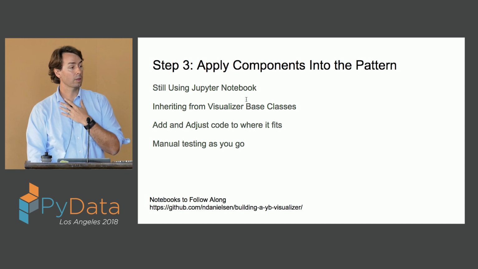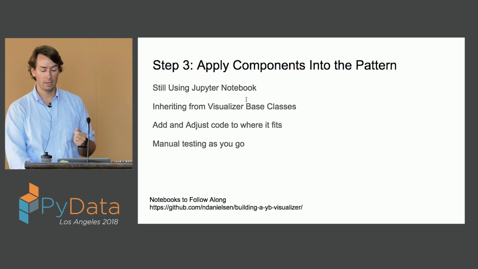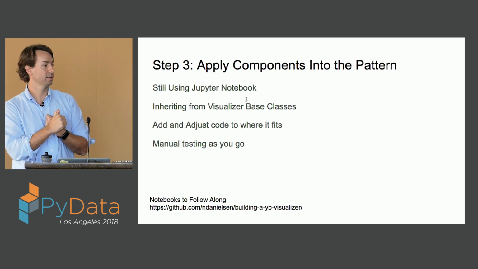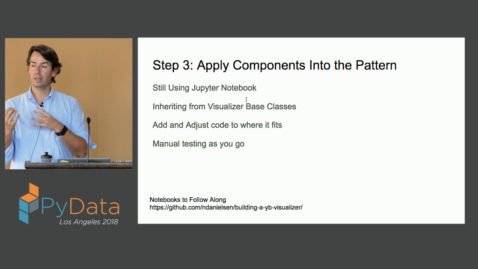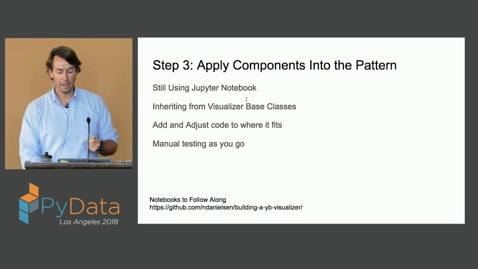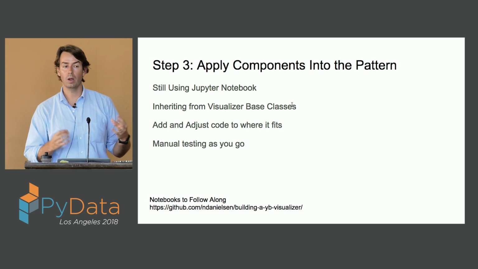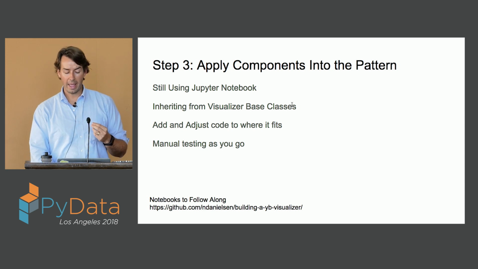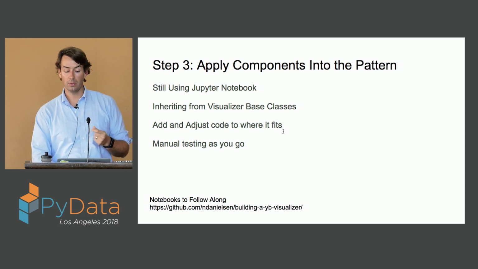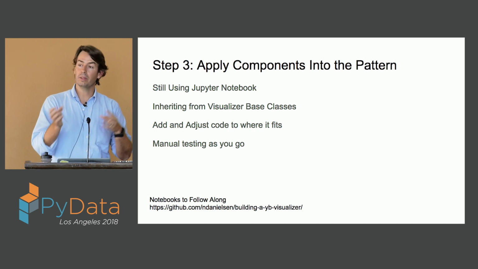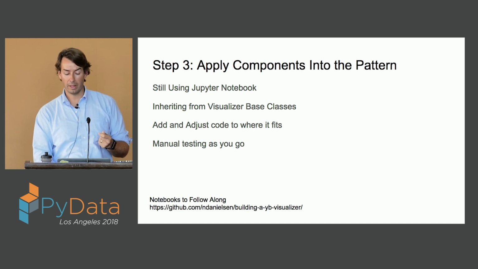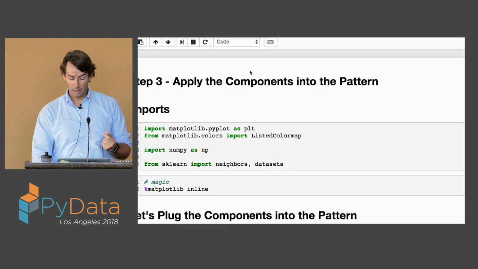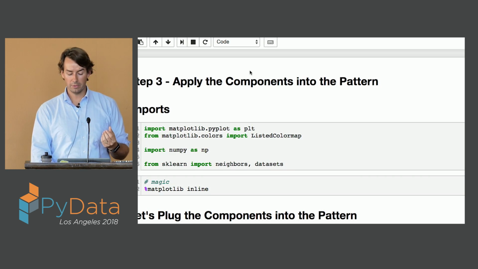In this case, for Yellowbrick, I'm still using the Jupyter Notebook because visualizations require very rapid feedback on how the visualization is looking, how it's performing. I'm going to inherit from a base class we have so we can access those other methods and properties. And I'm going to adjust the code that we originally had before and put it into this bigger class, to show how it would work in our API scheme. So applying the components into a pattern.